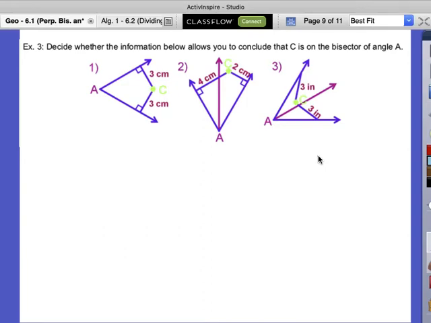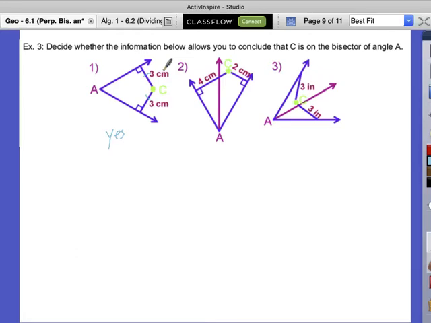So in example 1, do we think that C is on the bisector? And if so, why? If not, why? Yes, because it's 3 centimeters on the side. Yes, because it's congruent to both sides, equidistant to both sides. So yes, it is, because it's equidistant to both sides. According to our converse, that's what it says.